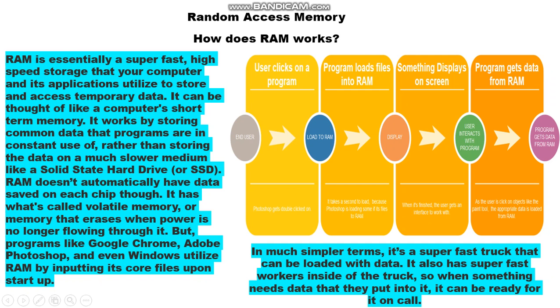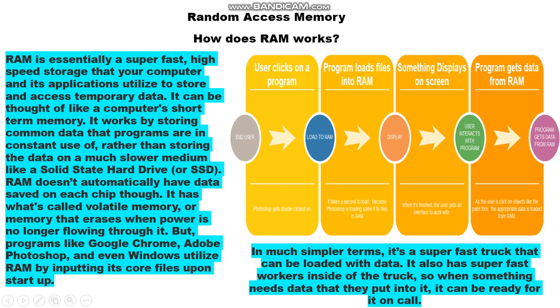It works by storing common data that programs are in constant use of, rather than storing the data on a much slower medium like a solid-state drive or SSD. RAM doesn't automatically have data saved on each chip though. It has what's called volatile memory, or memory that erases when power is no longer flowing through it. But programs like Google Chrome, Adobe Photoshop, and even Windows utilize RAM by inputting their core files upon startup.